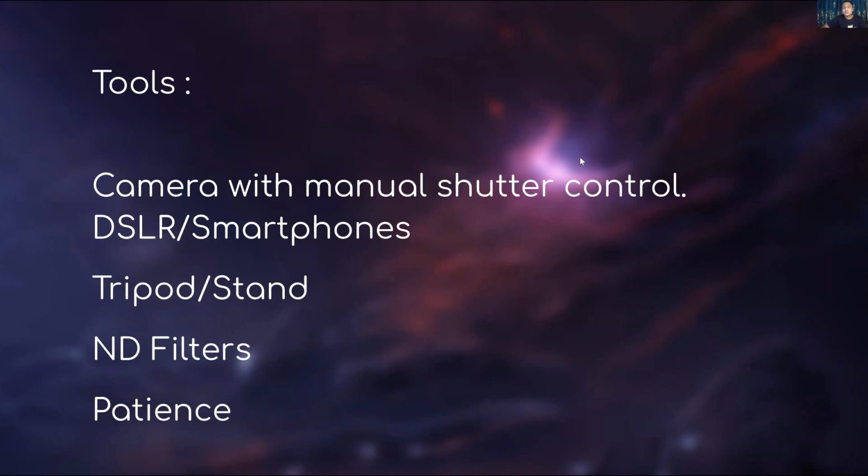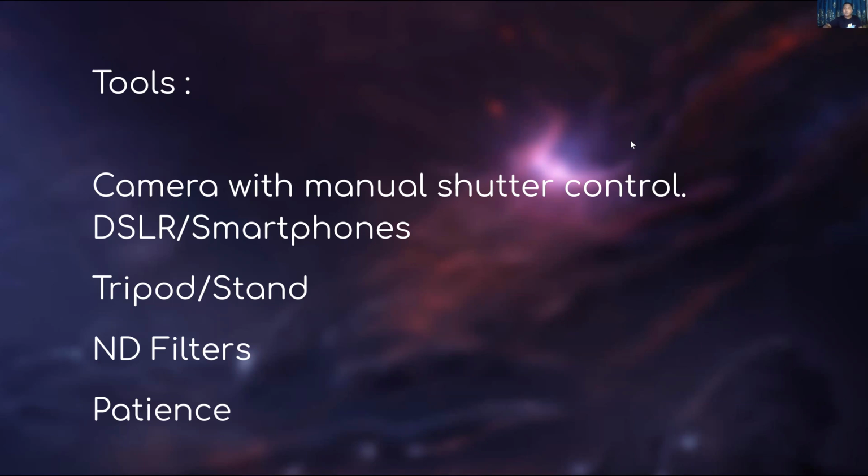We're going to talk about the tools which we need for slow shutter photography. You need certain tools which are very important in this field of photography. First, you need a camera which has manual controls. Basically, you need manual shutter control where you will be able to control the shutter speed of the camera. These days, smartphones also come with a pro mode, which has the ability to control your ISO, your shutter speed, your aperture also. So you can use your DSLR, you can use your smartphones.